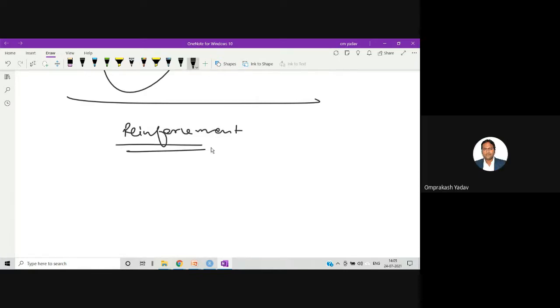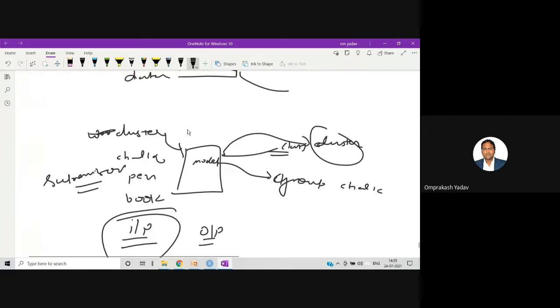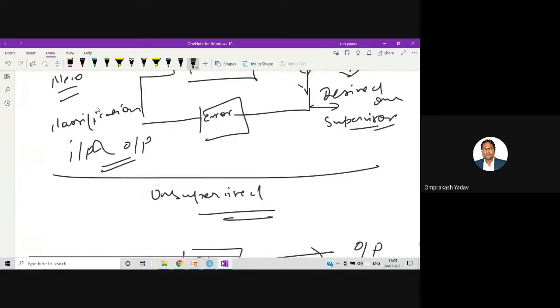Sir, in unsupervised learning, do we know the output? We don't have the output in unsupervised learning. But in supervised learning, initially we must have the input and output pair set. And we have to collect the data in terms of numbers, and only then can we train it. Clear? Okay.